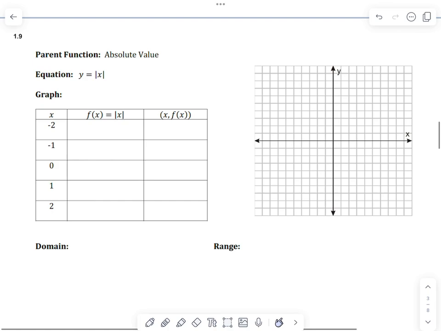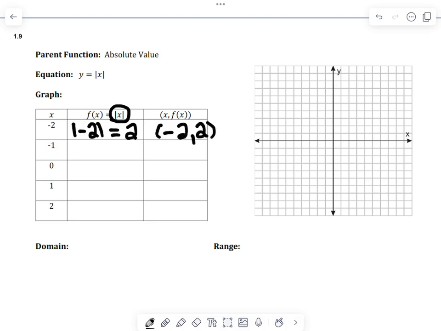The next parent is the absolute value. So the equation is y equals the absolute value of x. We're going to input those same numbers in for x, like we did on the last parent. The absolute value of -2, when we input that in, we get a +2. So our ordered pair is (-2, 2), left 2, up 2. The absolute value of -1 is +1, so the ordered pair is (-1, 1).